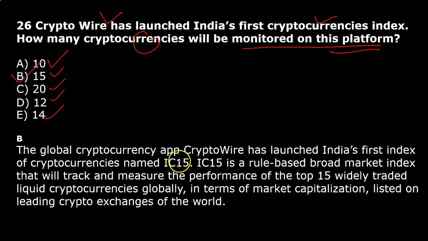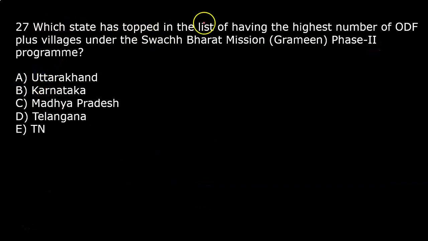The global cryptocurrency app CryptoWire has launched India's first cryptocurrency index named IC15. This IC15 is a rule-based broad market index that will track and measure the performance of the top 15 widely traded, liquid cryptocurrencies globally, in terms of market capitalization, listed on the leading crypto exchanges of the world.